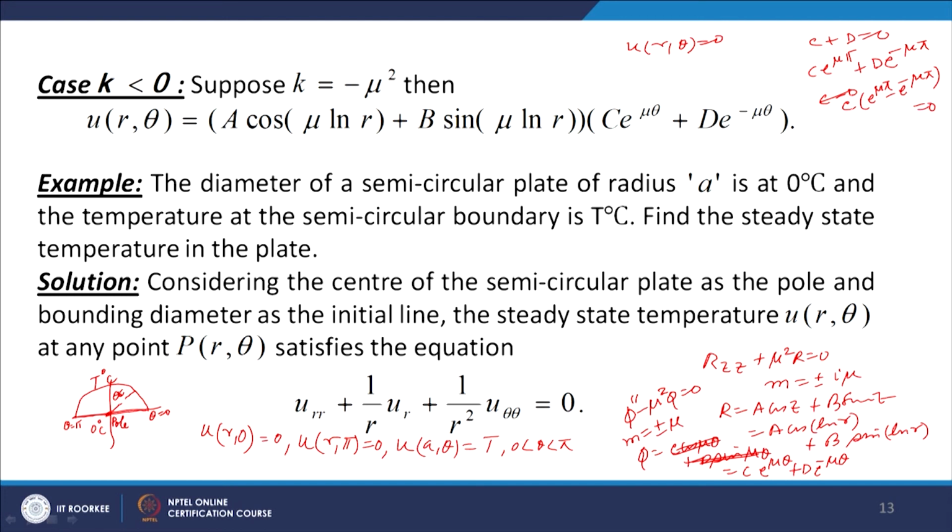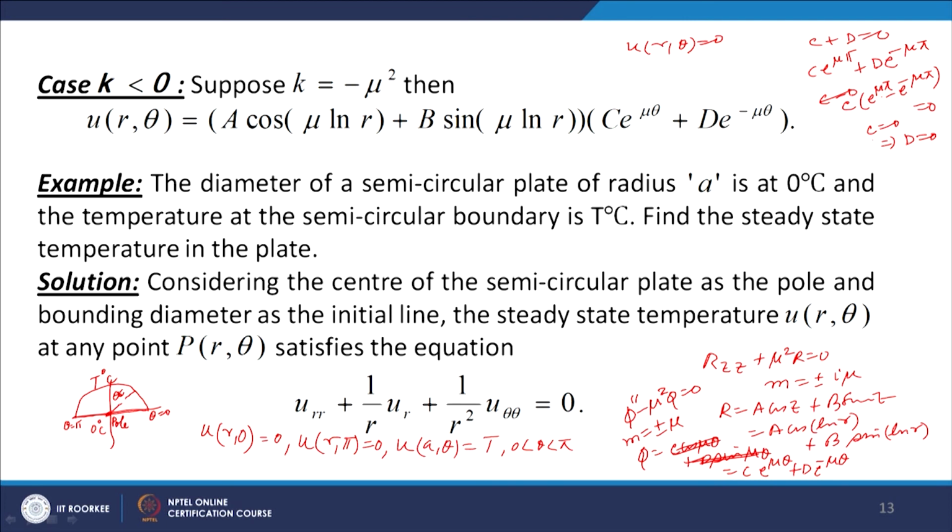Okay. So, if c is 0, d is 0. If c is not 0, then e^(mu pi) will be equal to e^(minus mu pi), which means that e^(2 mu pi) equal to 1, which will mean that mu equal to 0. Mu equal to 0 will make it k equal to 0, which we have already discussed. Okay. So, c has to be 0 and c equal to 0 will give you d equal to 0. So, this case is not possible.